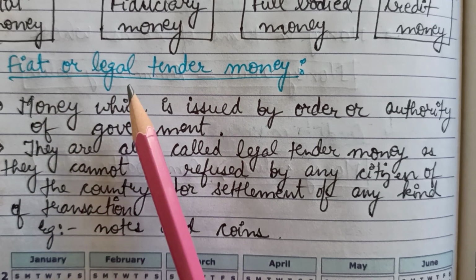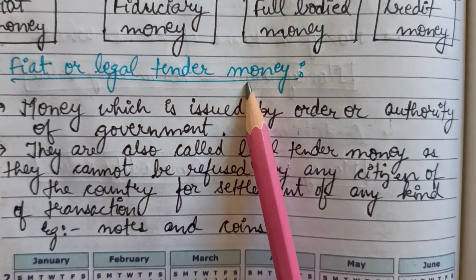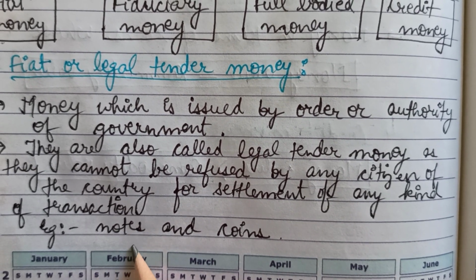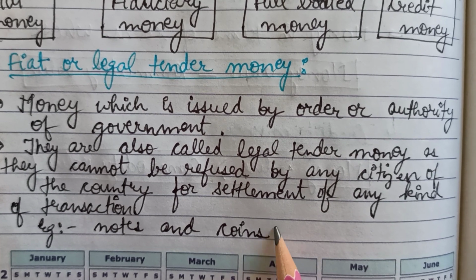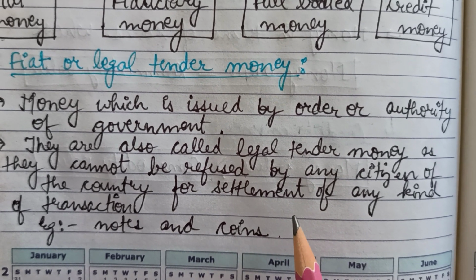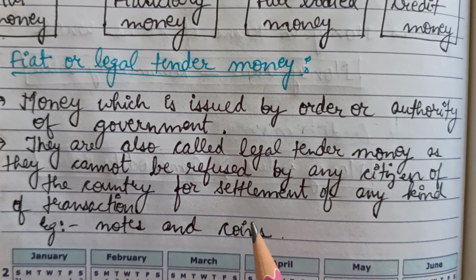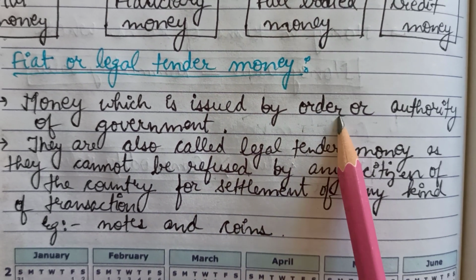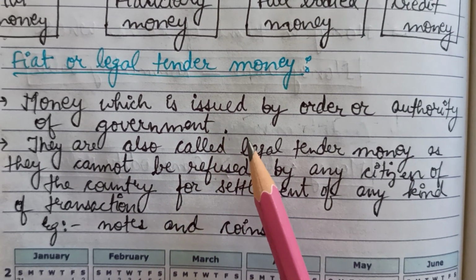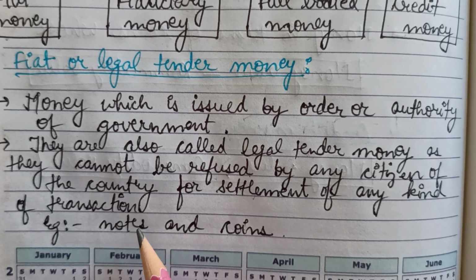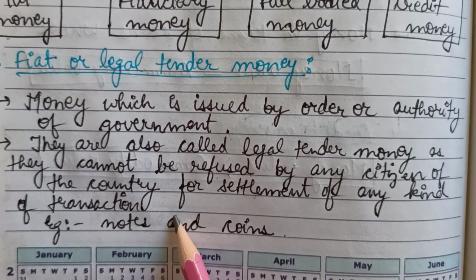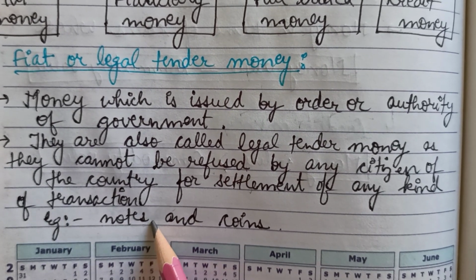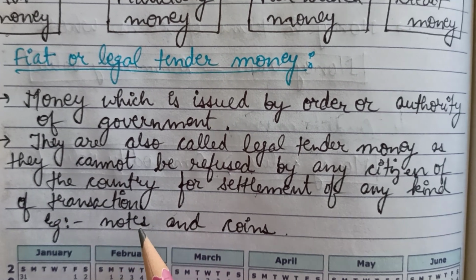Therefore, the fiat money is also known as the legal tender money, in which the main examples are the notes and the coins. If someone has the notes or coins for the exchange of any items, he will never be refused for settling any kind of transaction, because the notes or the coins are issued by the order or authority of the government. Even if the value of the paper notes is negligible, which means that if the commodity value of the notes is negligible, still it is being used by the people for the exchange.